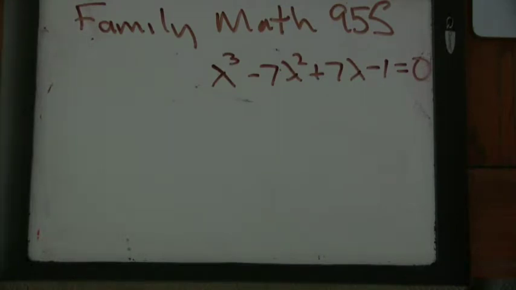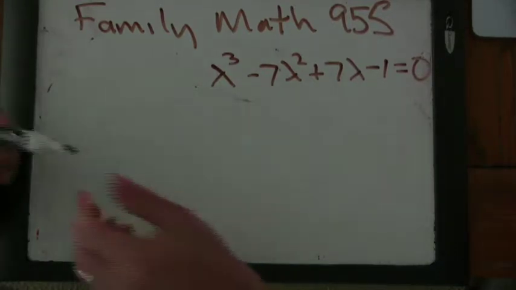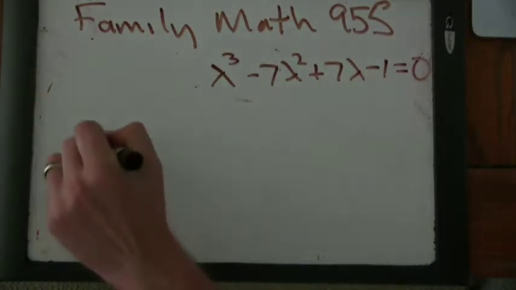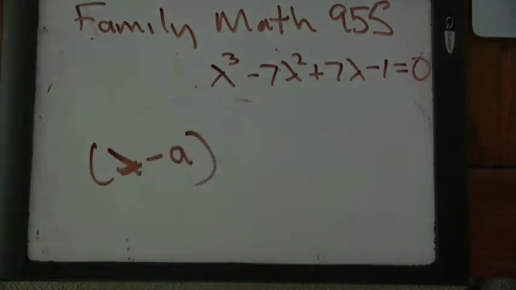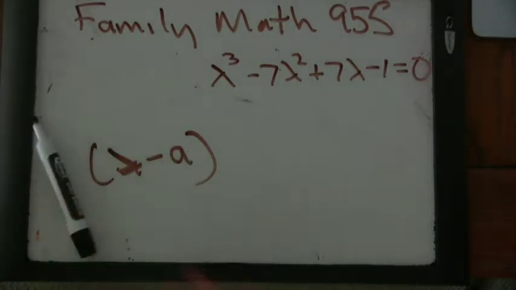All right. So what does it mean when you factor? Like we're trying to factor this into lambdas to the first power. That's right. So if you factor this out and you get something like lambda minus a as one of the factors, what does that mean? That means that lambda equals a is a solution to this equation. Okay, good.